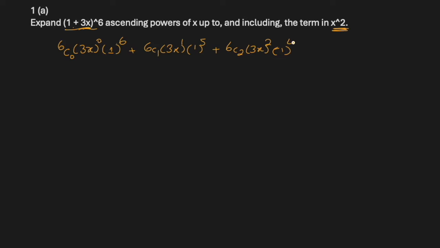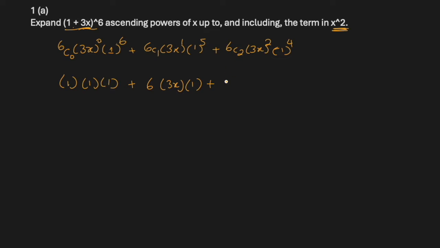So it will be 1 to the power 4. They said up to x squared only, and this is x squared. So I will stop here. I will not write the rest of them. So let's try to expand this. 6C0 is 1. This is also 1, and that is also 1. 1 to the power anything is 1. 6C1 will be 6. 3x to the power 1 will be 3x. So let's write 3x like this. 1 to the power 5 is 1, and there is no need to write it.